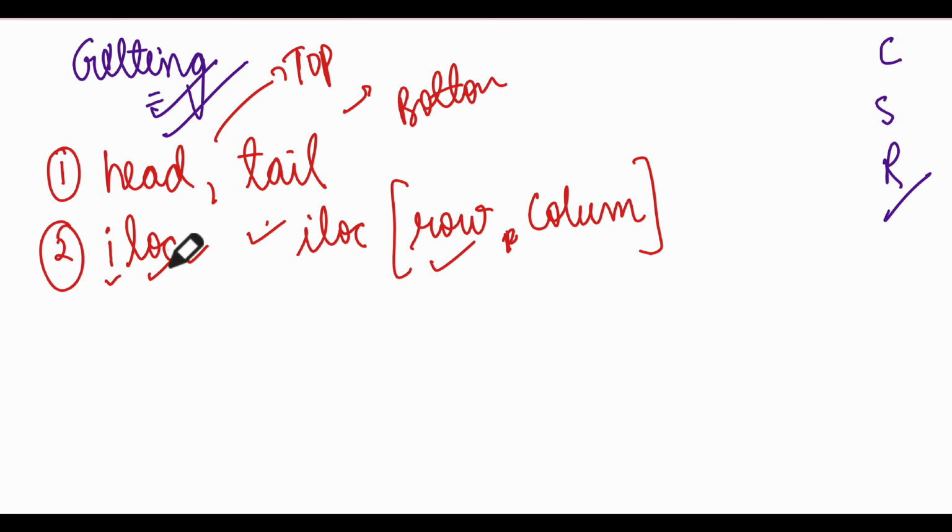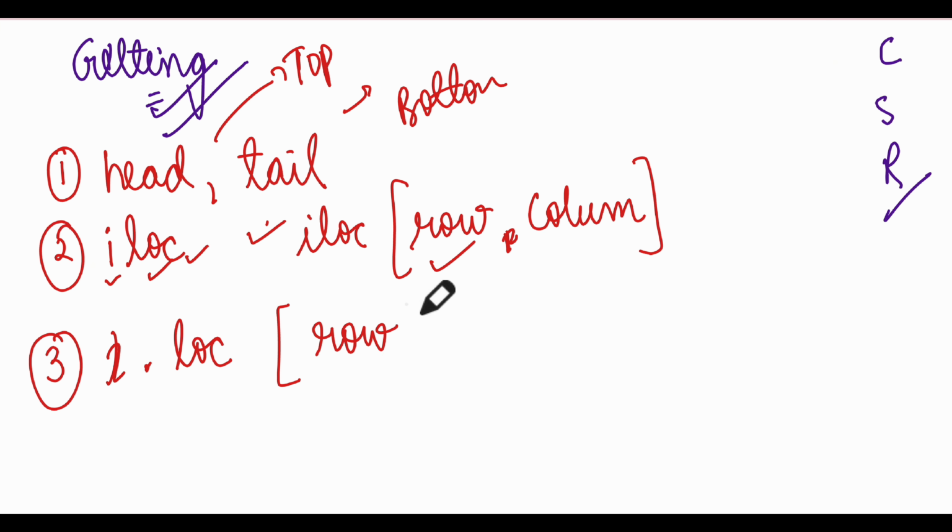Okay, so we did iloc, we did head and tail. The third method that we are going to use is dot loc. This is just like iloc, but here we call rows based on some filter, by passing the name of exactly what we want to filter. Let me show you what it means.